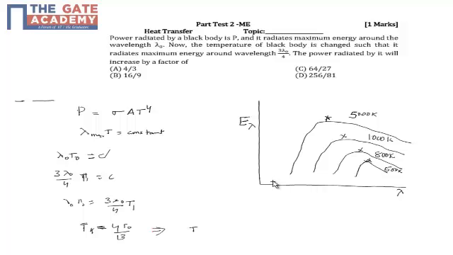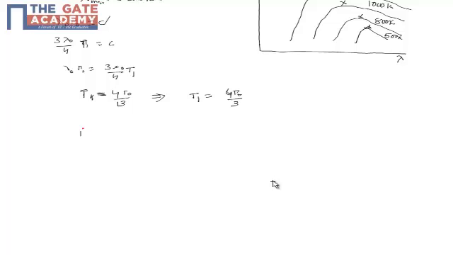Let me write it clearly: 4 T naught by 3. So this is my temperature T1. The new power, let's call it P1, the emissive power, is given as sigma A T1 to the power 4. So this is my new power.